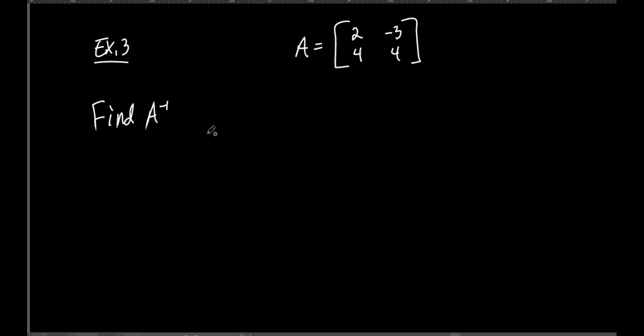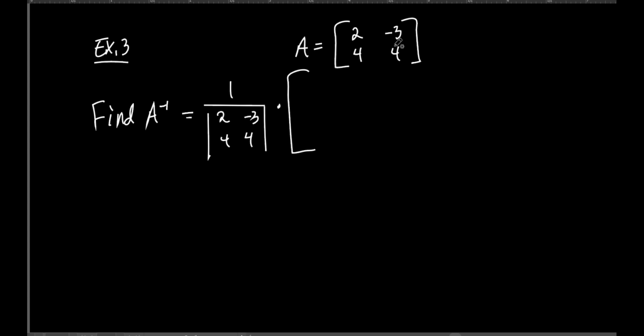This is example 3. And it says, find the inverse matrix of, so find A to the negative first. And here's what A is. They tell you what the matrix is. It's only a 2x2, so it makes it kind of easy. 2, negative 3, 4, 4. Okay, so how do we find the inverse of it? Well, what's the first thing we do? We go 1 over the what? The determinant of this. Right? And so you just put 2, negative 3, 4, 4. Times.